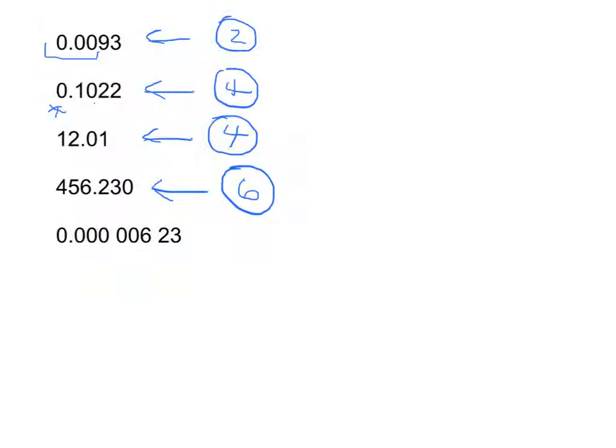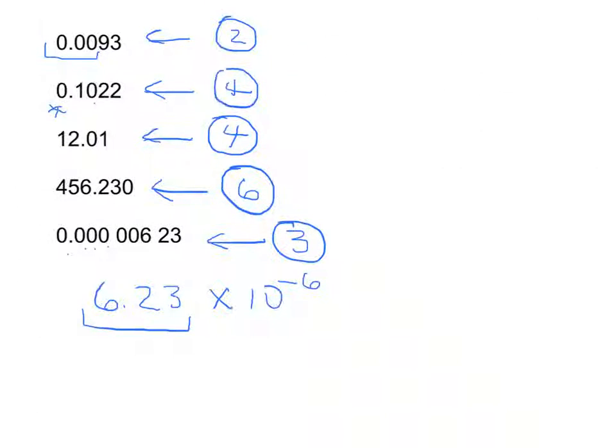And of course all the non-zero digits always count. Now, how about the last one? How many significant figures does this have? The answer is 3. 1, 2, 3, the leading zeros do not count. I think this is much easier to see if you write this in scientific notation. That's 6.23 times 10 to the minus 6. And now we see the 3 significant figures here just like we pointed out.